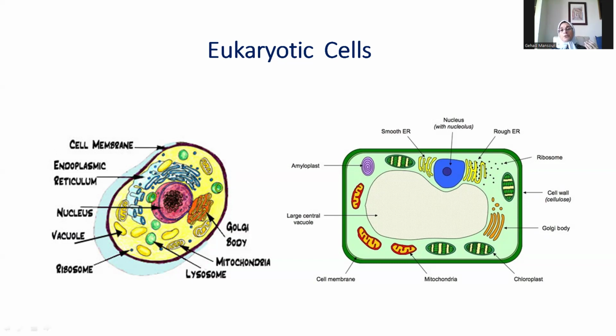Now, what are the differences between an animal cell and a plant cell? We have three major differences. The first one is the cell wall, the cellulose cell wall. And cellulose is a complex polysaccharide, a complex carbohydrate. There is no cell wall in animal cells.